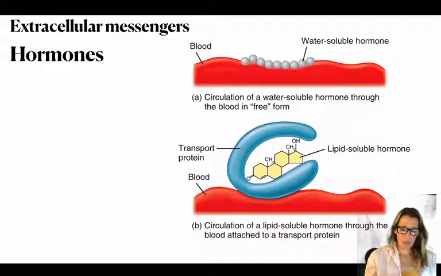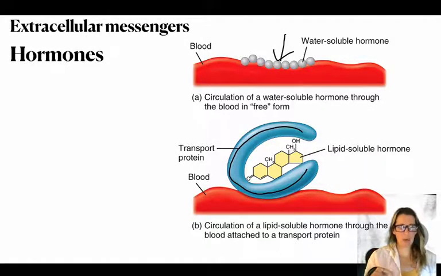Hormones can travel in two different forms, and we'll talk about this a lot more in the endocrine system, but we're just going to preview this right now. Depending on what type of hormone they are, they can travel freely in the blood, or they have to be wrapped up in a transport protein so that they can travel in the blood. So these are the lipid-soluble hormones, and we're going to come back and talk a lot more about that during the endocrine system.